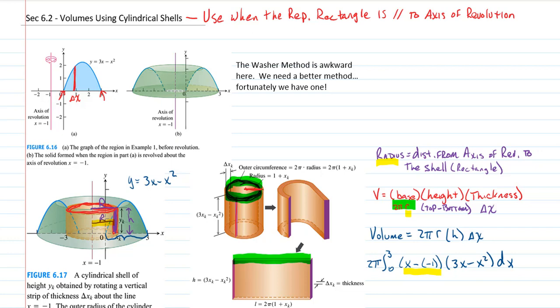Any time you use the shell method, your representative rectangle is going to be parallel to the axis of revolution. So if I tell you to solve a problem using the shell method, know that your rectangle will be parallel to the axis of revolution. If I said use the disc or washer method, then your rectangle would have had to be perpendicular to this axis of revolution. But the washer method won't work here because I have the same function on the outside edge as I have on the inside edge. So does that make sense why the washer method wouldn't work and we had to come up with a different method? I understand the question better now.